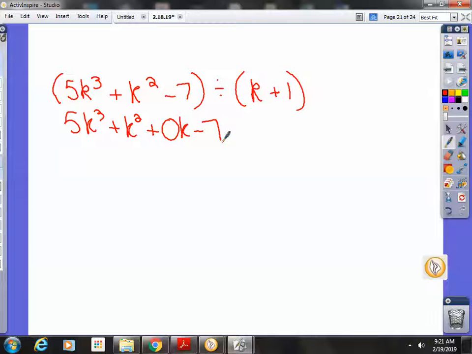So let's set up our synthetic division. What will go in the box there on the left side? Negative 1. And again, think of it as just the opposite of what is there in parentheses. So negative 1. Now we're going to list our coefficients. Please include that 0. It is part of your problem. So 5, 1, 0, negative 7.